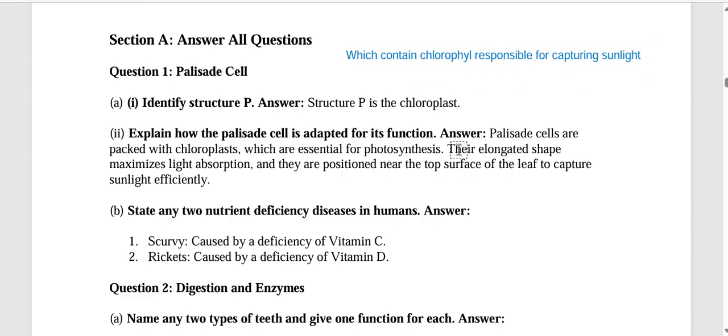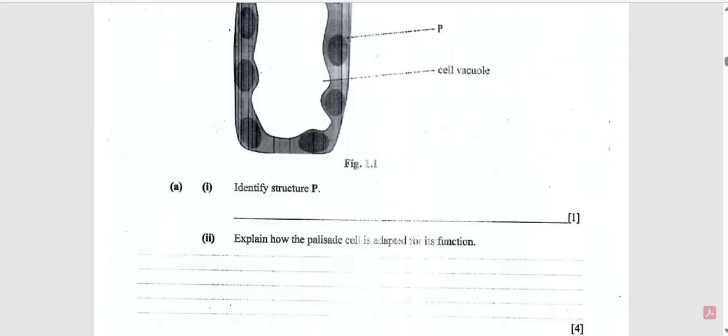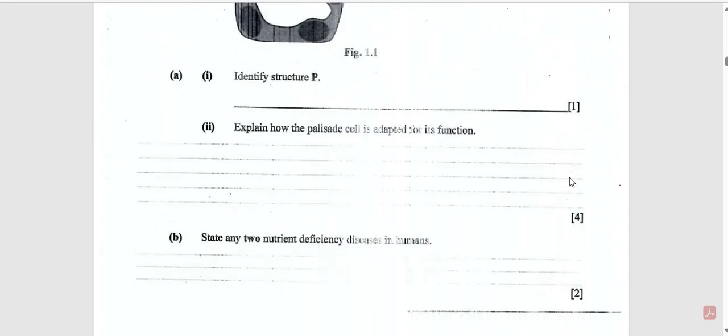The second thing is they are elongated. They are packed with chloroplasts which contain chlorophyll, responsible for capturing sunlight. Their elongated shape maximizes light absorption, and they are also positioned near the top surface of the leaf. So these are the adaptations which enable them to carry out photosynthesis. Okay, let's move on. This is a 4 marks question, so writing those points would earn you all the marks.